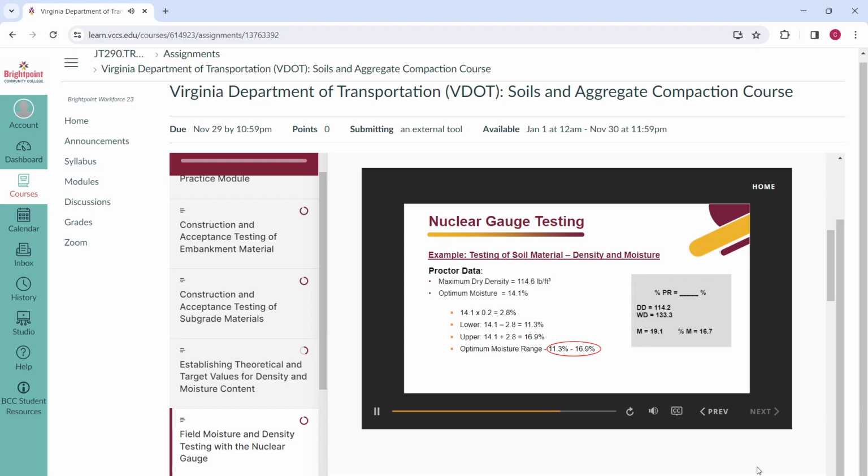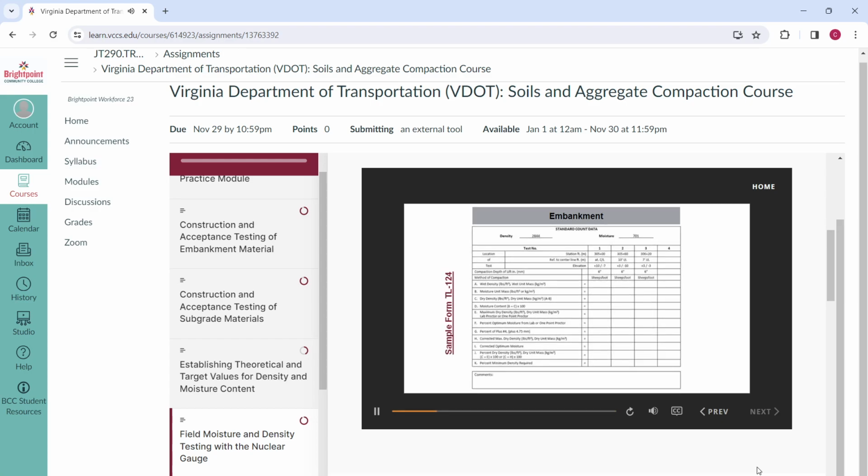On the right-hand side, you can see where a nuclear gauge test was done. We are given a dry density of 114.2 pounds per cubic foot, a wet density of 133.3 pounds per cubic foot, a moisture unit mass of 19.1, and a moisture percentage of 16.7%. Let's continue now by looking at the TL124 and filling in the spaces.